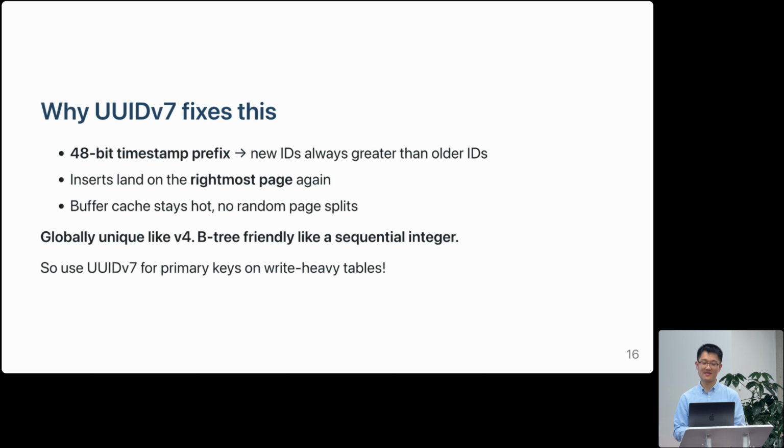So I guess my pitch is use UUID v7 for primary keys on write-heavy tables. It probably provides you the best of both worlds of integer IDs and the characteristics of being globally unique and having no central coordination required to generate these identifiers.